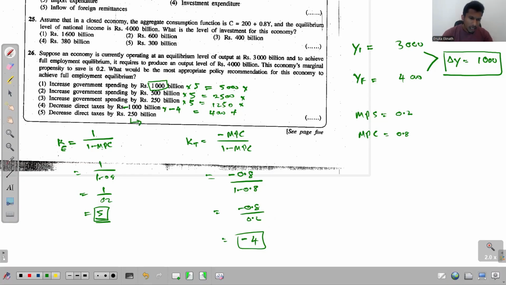But if you look at the last one, decrease direct taxes by 250. So this is a decrease, so this 250 has to be a minus value. 250 you multiply by minus 4, which is the tax multiplier, and it will generate this value 1,000, and that's the desired change of the national income. So this is the answer for this question 26. Answer is the fifth one.